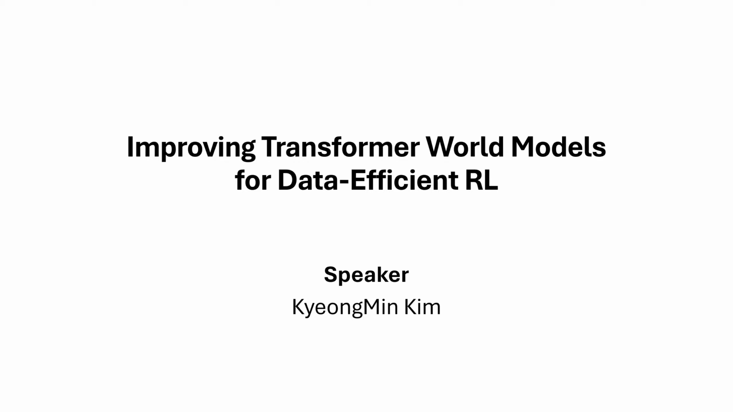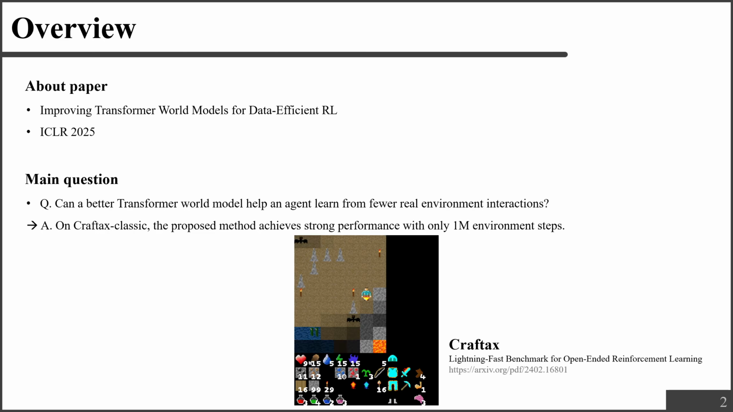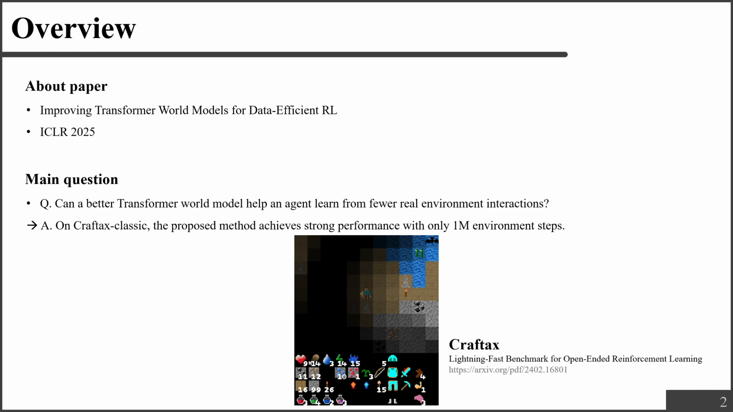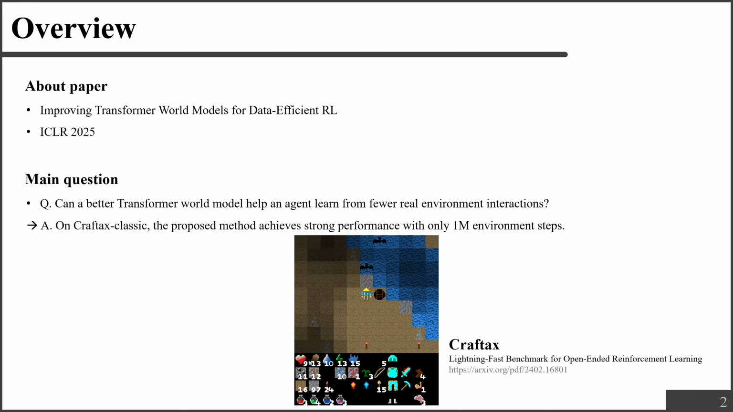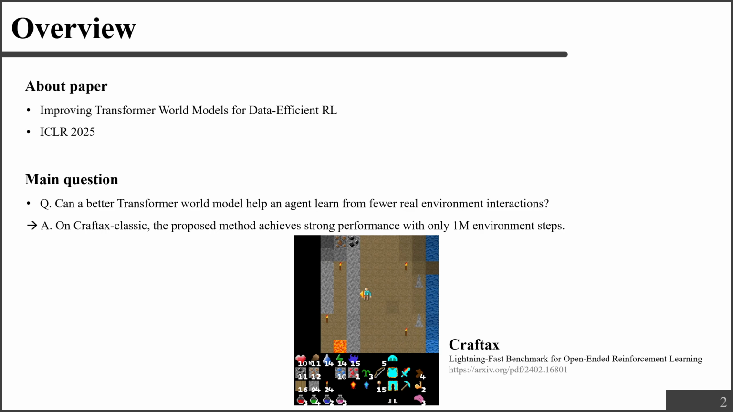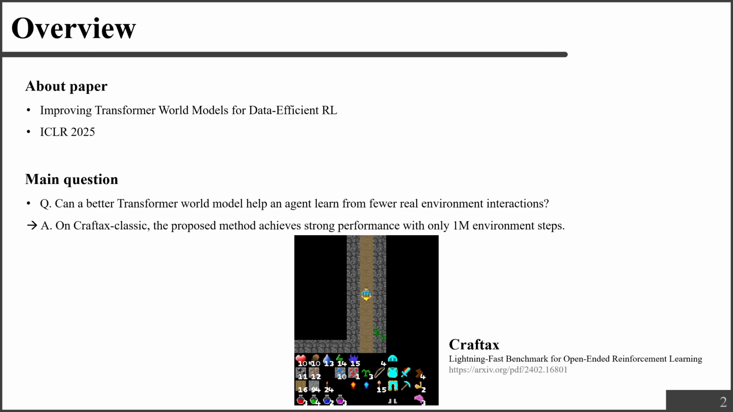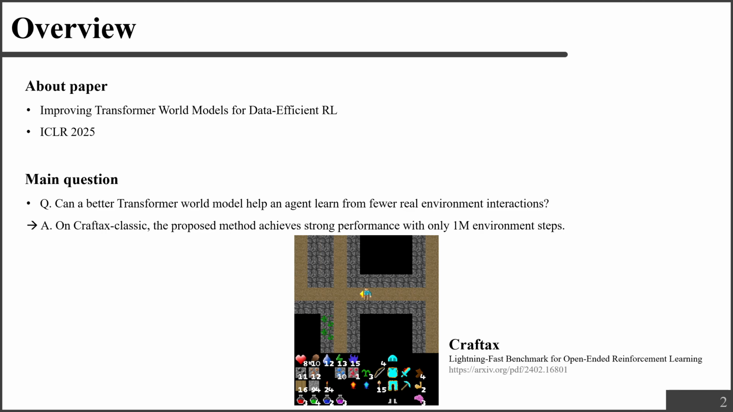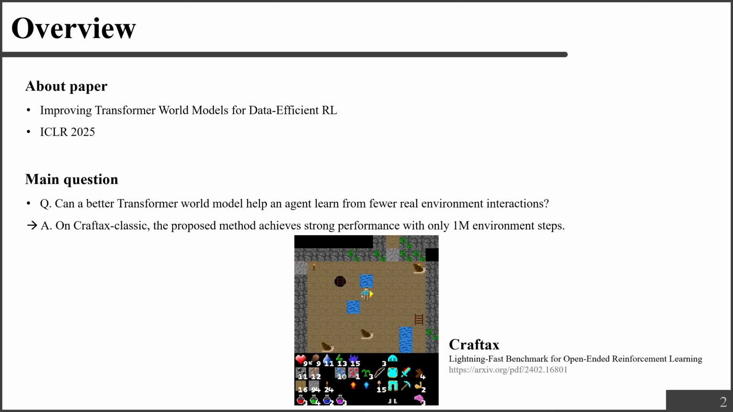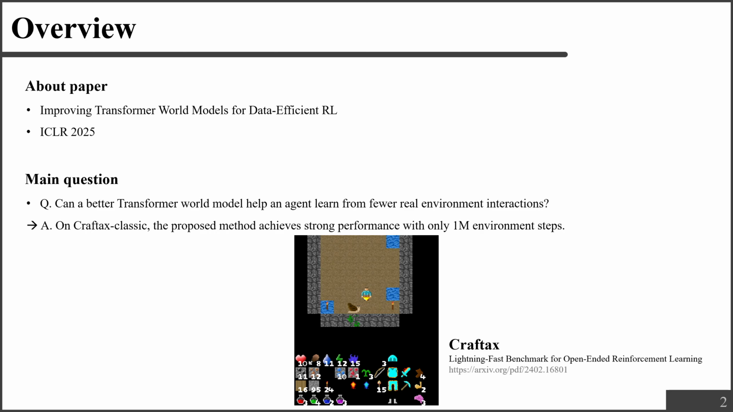Hello, in this video I will introduce the paper Improving Transformer World Models for Data Efficient Reinforcement Learning. This paper was published at ICLR 2025, and its goal is to improve the sample efficiency of reinforcement learning using transformer-based world models. The main question of the paper is, can a better transformer world model help an agent learn from fewer real environment interactions?